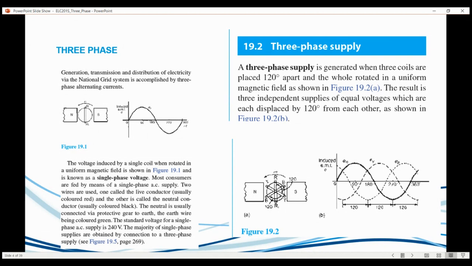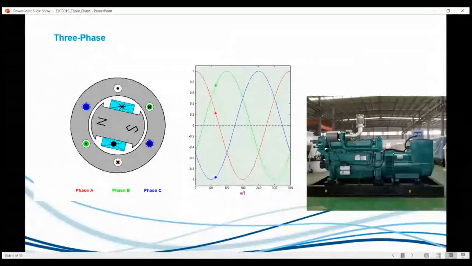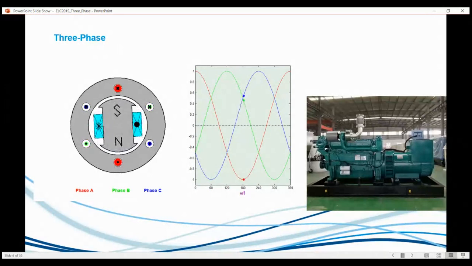So we start off with 3 coils displaced 120 degrees apart. What it looks like is something like that. There are 3 waveforms, 3 phases: red, yellow, blue. We have different rotations, and as the rotor is turning, it's cutting the magnetic field, and you get this.